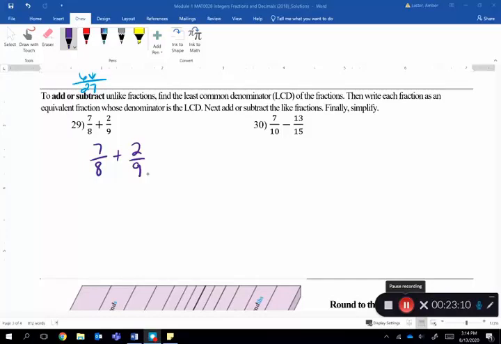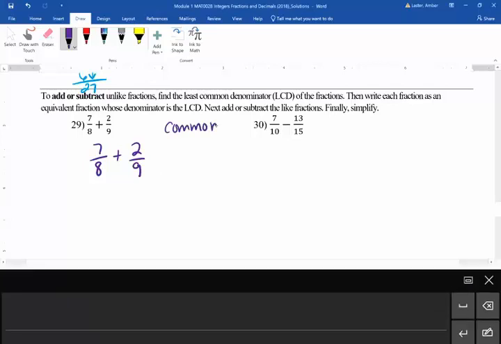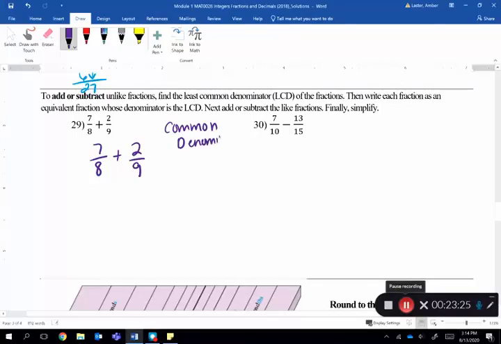So then you just have to do 8 times 9. So you have to literally multiply them by each other. So you can always get a common denominator this way, but it may not be the least. Sometimes it is, but it's not always the least common to multiply the two times each other. This time it is, so 8 times 9 gives me 72.